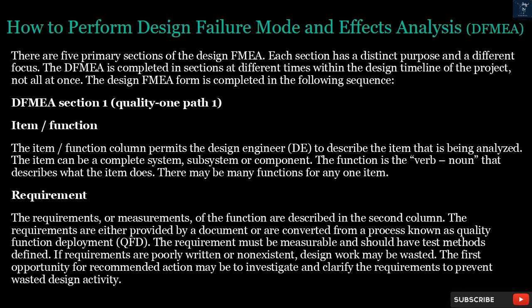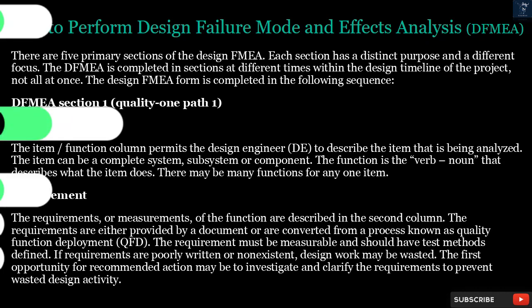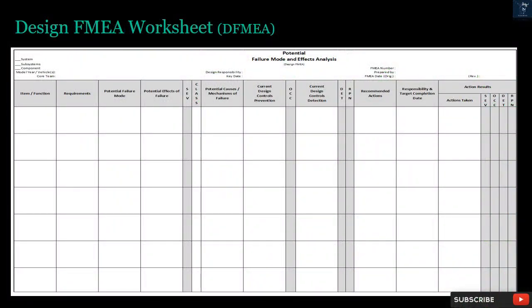Requirement. The requirements, or measurements, of the function are described in the second column. The requirements are either provided by a document or are converted from a process known as Quality Function Deployment, QFD. The requirement must be measurable and should have test methods defined. If requirements are poorly written or non-existent, design work may be wasted. The first opportunity for recommended action may be to investigate and clarify the requirements to prevent wasted design activity. Design FMEA Worksheet.